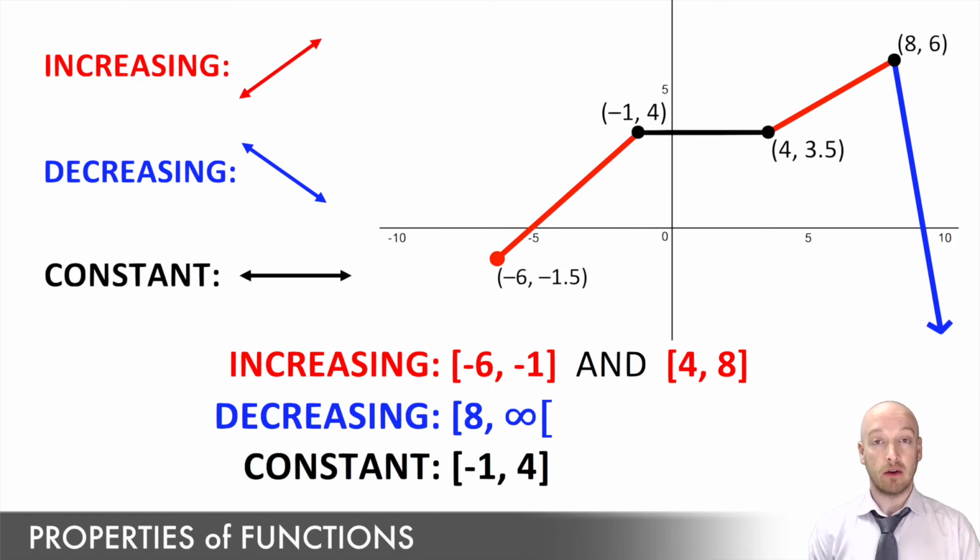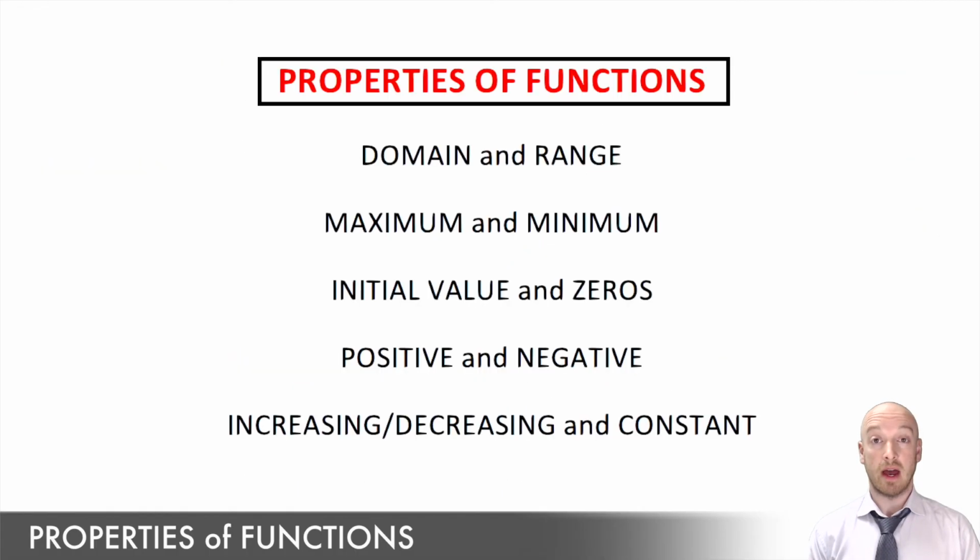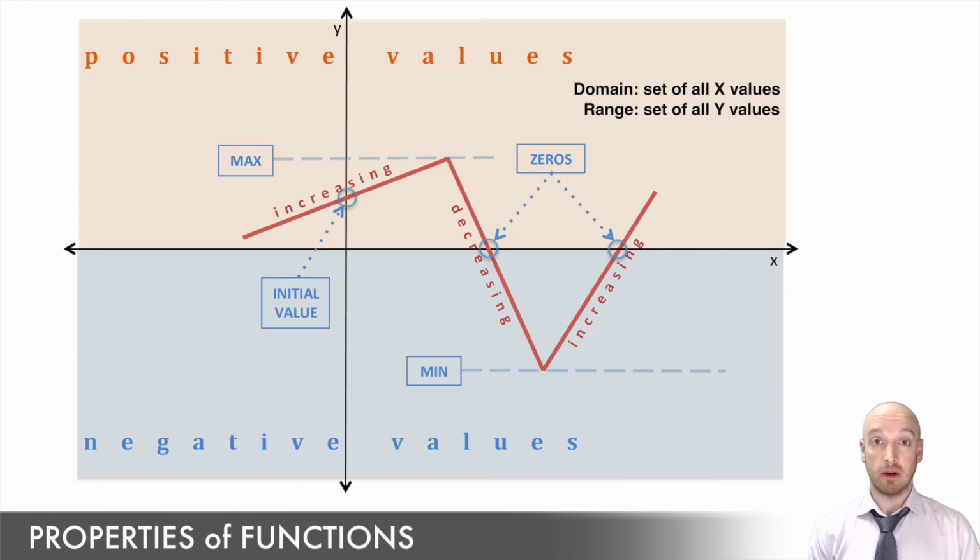Now that's it for increasing, decreasing, and constant portions of a function. We just have to make sure that we're answering in the proper interval notation, with those brackets facing the proper ways. So that is it for the properties of a function. Remember, properties just means characteristics of a function, and we'll leave this graphic on the screen to remind you of what each of them are.